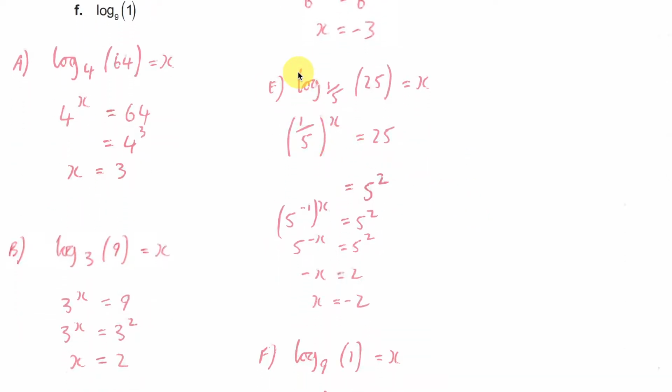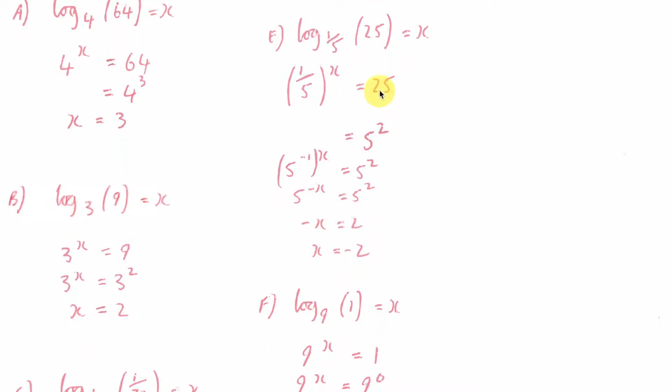E, log base 1/5 of 25 equals x. So my base is 1/5. I raise it to the power of x, and that's equivalent to 25. So I rewrite the 25 so it's 5 squared, because you know you're going to be involving some kind of 5 here. On the left hand side, instead of having 1/5, I can rewrite that as being 5 to the power of -1, so I've brought that 5 to the top, and then change the sign of the power of course.